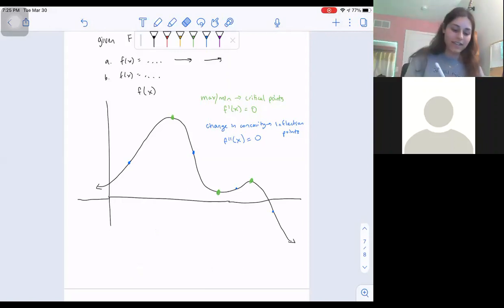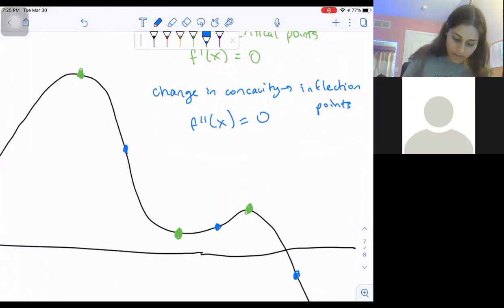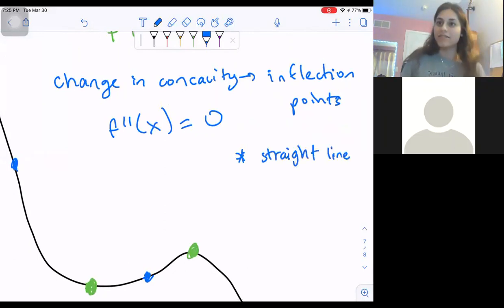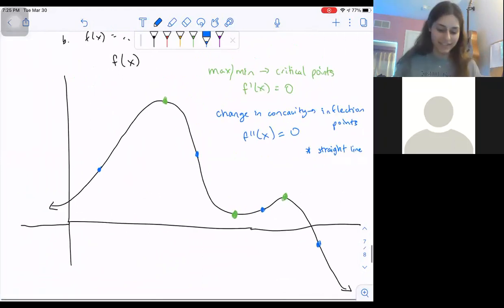Okay, so blue is giving us inflection points, change in concavity, usually at a straight line. If you're confused by this, don't worry about it. Don't let it confuse you more, but it's a good thing to know.